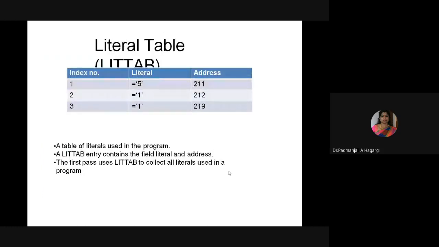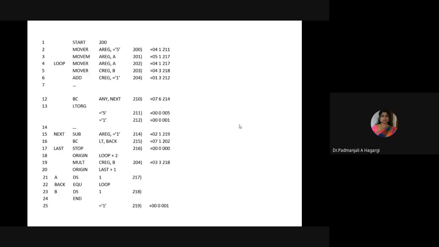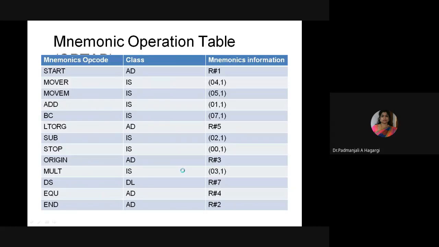And lastly, literals. Literal 5 is located at 211. Literal 1 is located at 212. And another 1 is located at 219. If you observe these, what are those locations? Location of this 5 is at 211 and the location of this 1 is at 212 and another one is used with that at 219. So these are the locations.